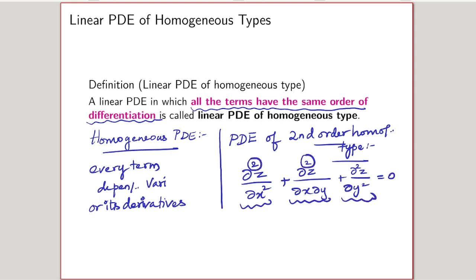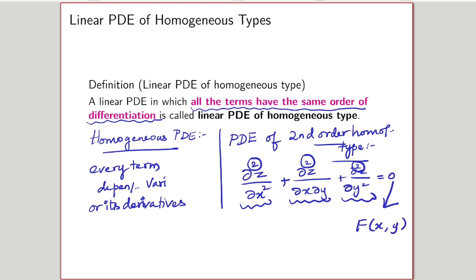You see that in all the terms I have the order of derivative as 2. Since all the terms have the same order, we can say this PDE is of homogeneous type and it is of second order. It is not necessary that the right hand side should always be 0. Instead, here we can have a function of x comma y.